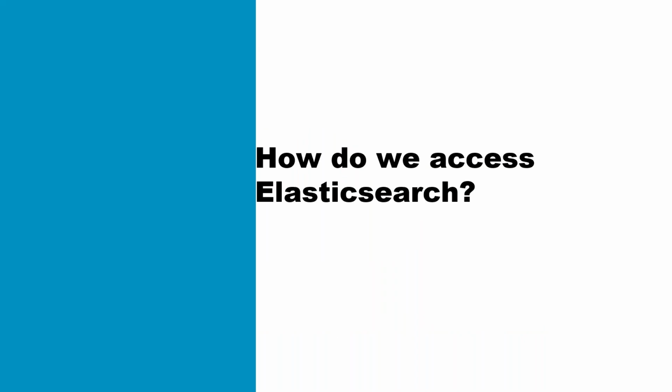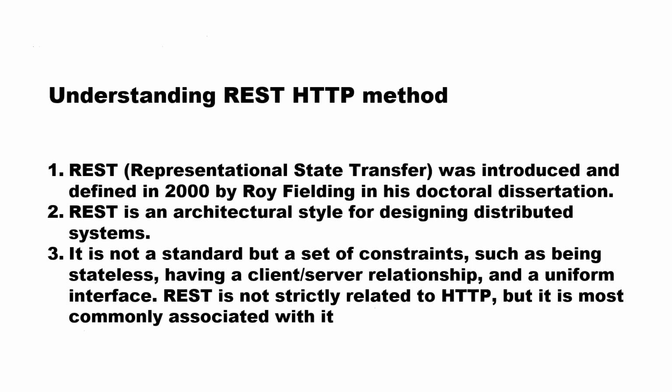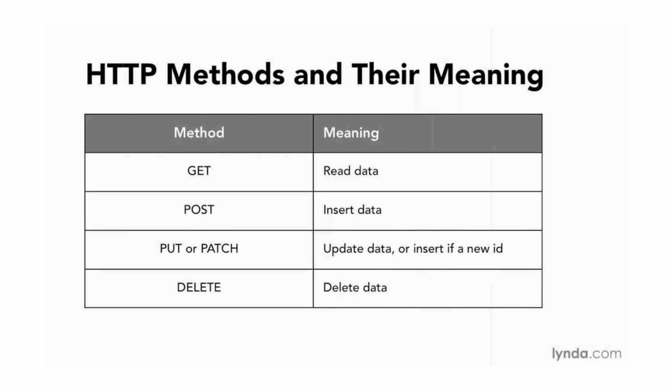So how do we access Elasticsearch? Simple, you know that. Using port number 9200, you can do GET, POST, PUT, and DELETE. It's RESTful. It's CRUD. C, create: you can use POST for it. R, read: GET. U, update: PUT for it. And delete, like that. So how do we access? Using the GET method, POST method, PUT method, DELETE method. If you want to know a little more about the REST HTTP methods, you can read it offline.